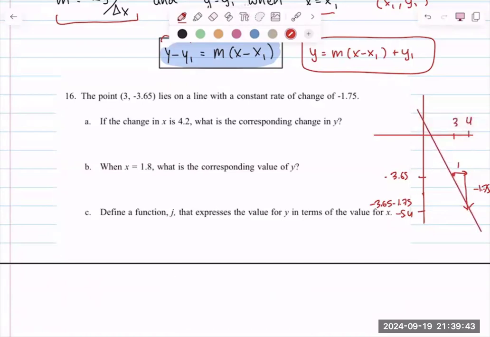This is just a picture to help you think about this problem, but it's not necessary. We can answer these questions without the picture, but sometimes it can be nice to draw a picture out. If the change in x, so delta x, is 4.2, what is the corresponding change in y?